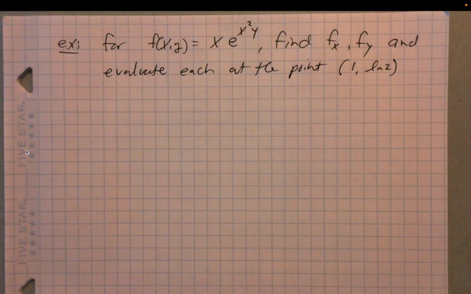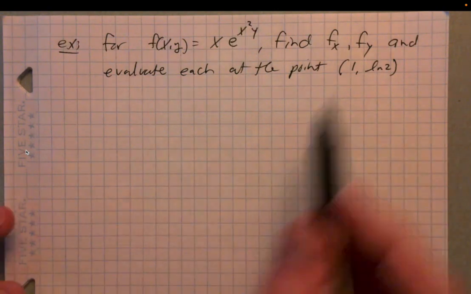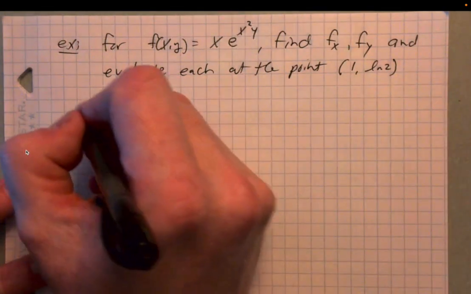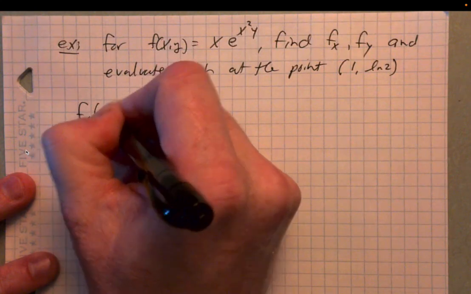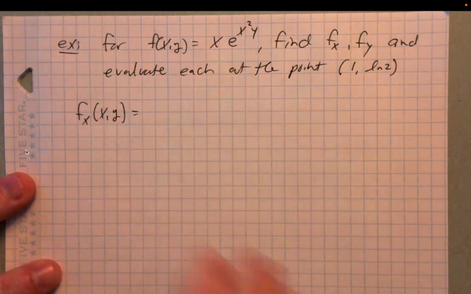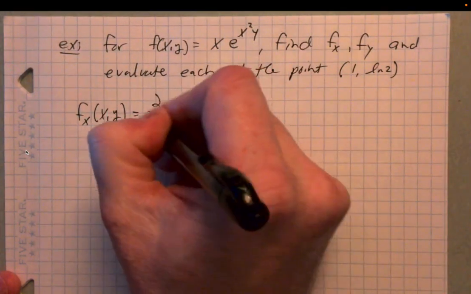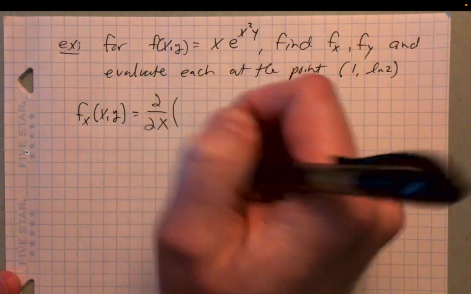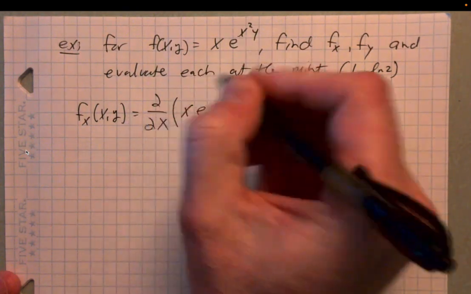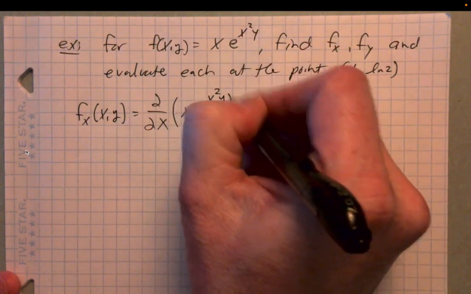Right, so this is a function of x and y. Let's evaluate each of these at the point (1, ln 2). So let's go ahead and try to differentiate. We'll start with the partial derivative with respect to x. So f_x of x, y, and I'm just going to be very intentional with all the notation here, just because we're learning. So that's ∂/∂x of x e^(x²y).